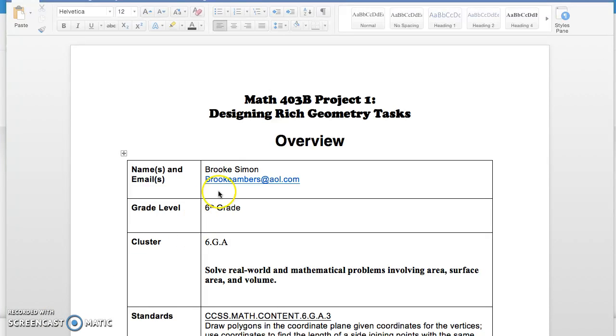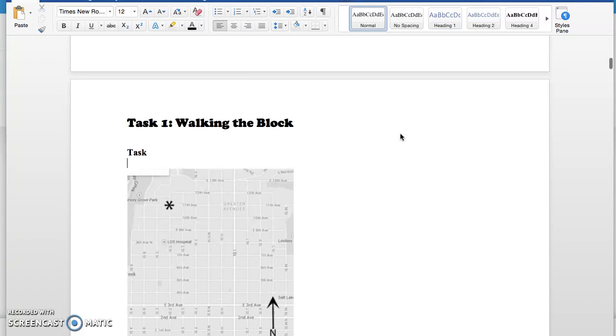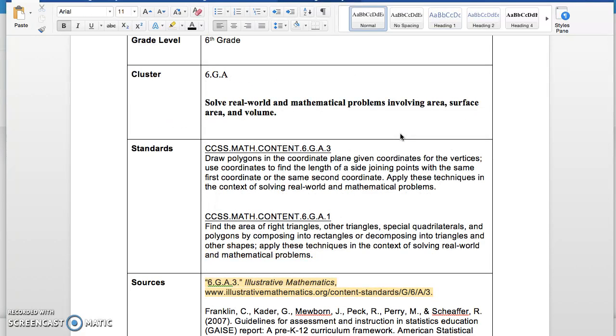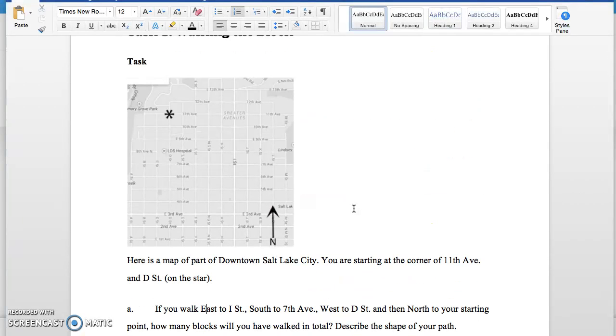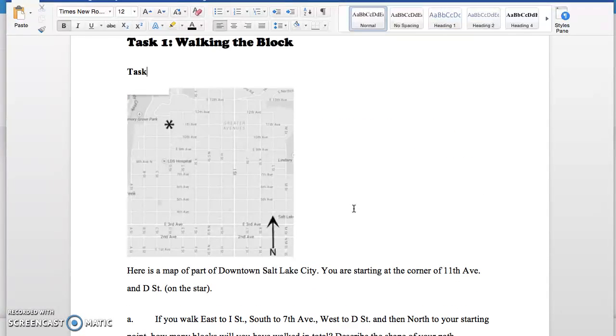All right, so here is my designing rich geometry tasks. The cluster I used was solving real-world and mathematical problems involving area, surface area, and volume. And I used Common Core State Standard Math Content 6.G.A.1, finding the areas of triangles, quadrilaterals, and polygons, as well as drawing them on a coordinate plane. So these were my sources I used, and the first task I chose was walking the block.